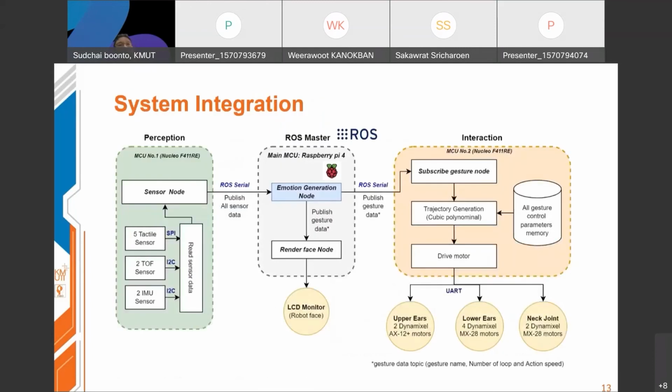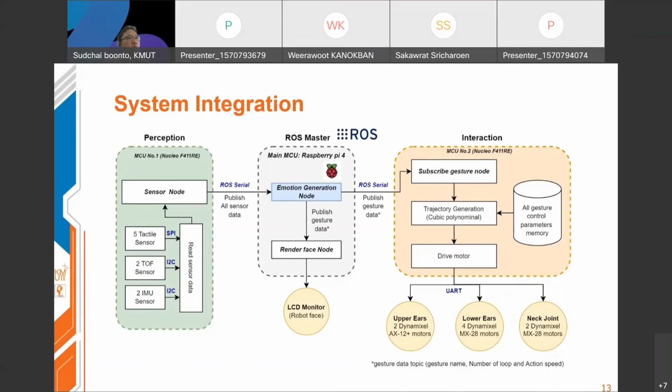The next part is system integration. There are 3 main subsystems in the moving robot. These operations are implemented on the ROS framework. First is the perception node, which runs on microcontroller number 1 and connects with 5 tactile sensors, 2 time-of-flight sensors, and 2 IMU sensors. The MCU reads all sensor data and publishes to the main MCU using ROS serial.